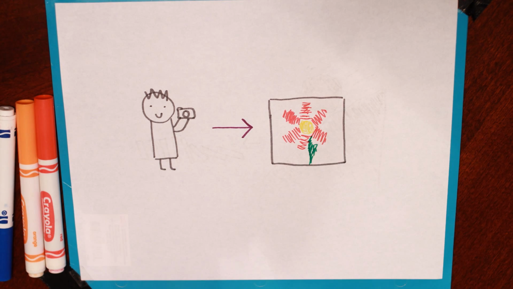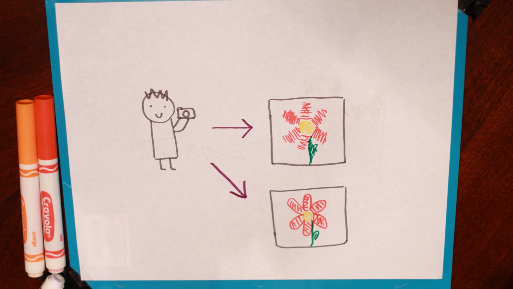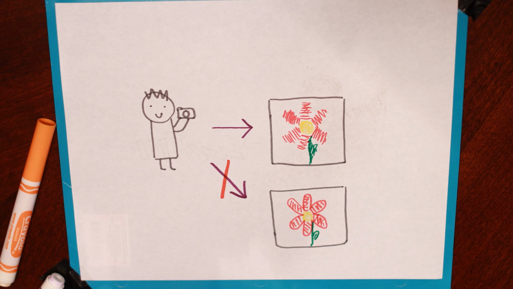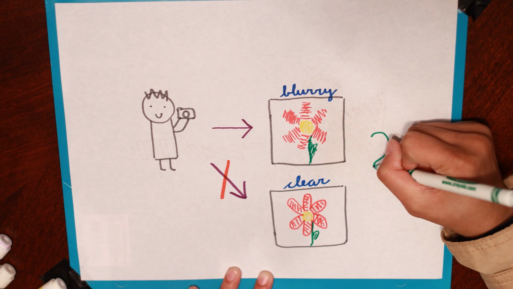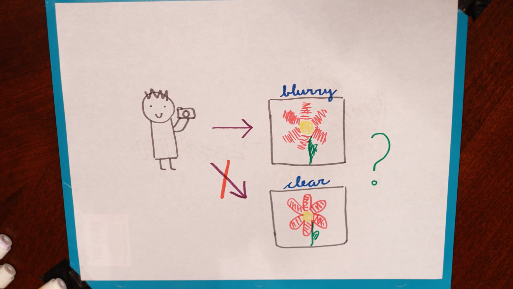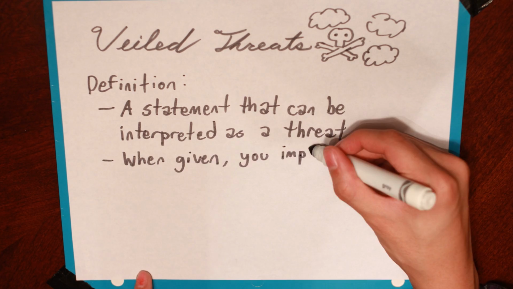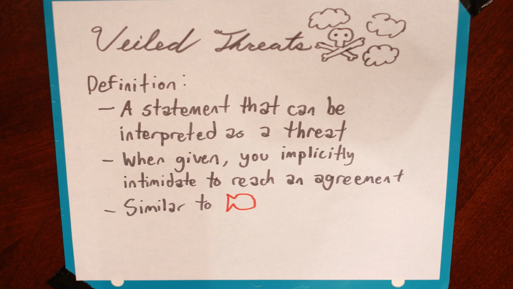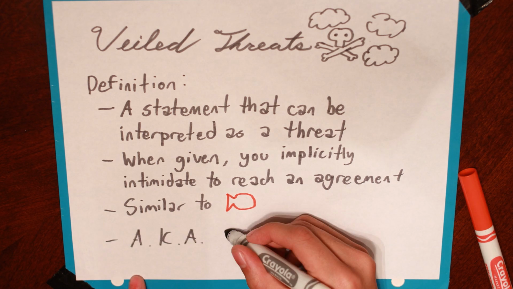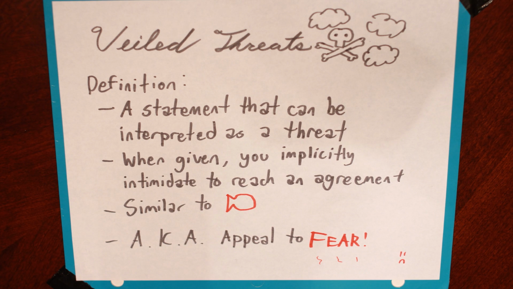It is possible that a good photographer could have a cheap camera and still take nice pictures with it. It could also be the case that a photographer does not know how to use his expensive professional camera and ends up with a bunch of blurry images. Veiled threats. A statement that can be interpreted as a threat. When giving a veiled threat, you implicitly intimidate the other person into agreeing with you. Veiled threats are similar to red herrings, in that neither addresses the issue at hand. In rhetorical analysis, veiled threats are also occasionally known as appeals to fear.